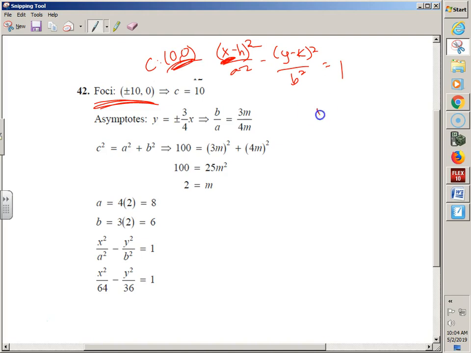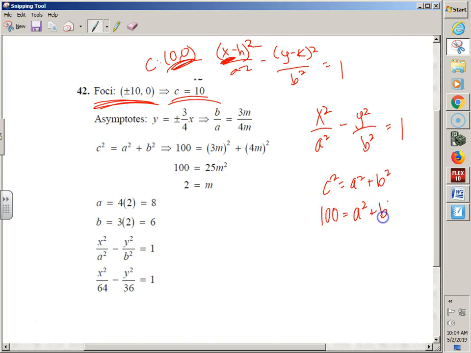So I could have pretty quickly gotten to x squared over minus y squared over, but the problem is they only gave me a distance clue of 10, of C. C is the foci, and it's not A or B. Well, that stinks. I want A or B so I can plug in my formula, because I have this nifty C squared equals A squared plus B squared. But I can't just plug in 10. I mean, I can, but I don't know A or B. So what was the other clue?